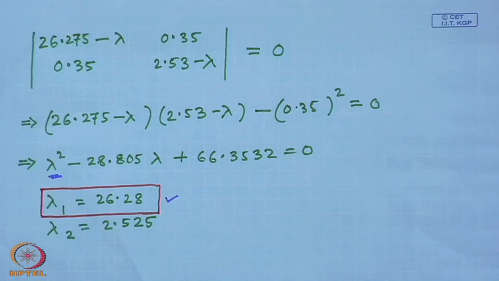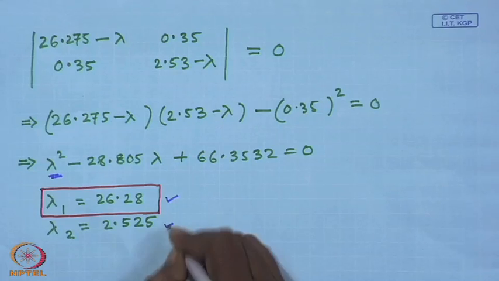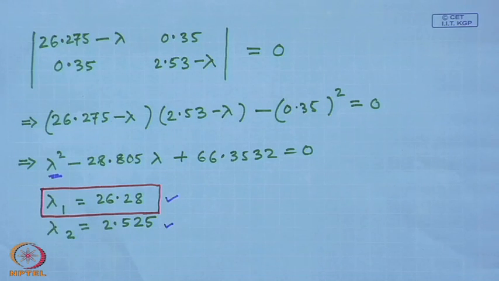So, I get lambda 1 which is 26.28 and I get lambda 2 which is 2.525. So, this covariance matrix has two such eigenvalues, and out of these two eigenvalues, I have to consider that eigenvalue which is maximum, and corresponding to this eigenvalue, I have to find out the corresponding eigenvector. Okay. So, obviously, if the matrix is of size n by n, I will have n number of eigenvalues. So, it depends upon the dimensionality of the matrix, right.